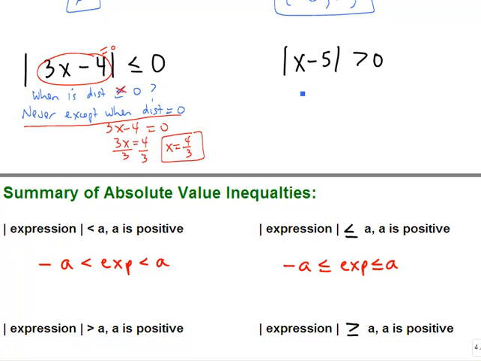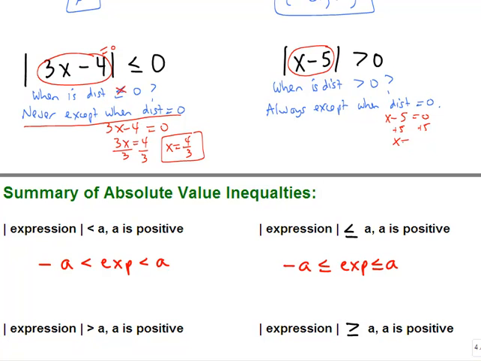In our last example, when is the absolute value of x minus 5 greater than 0? So this is asking, when is the distance greater than 0? Think about that. When is a distance greater than 0? Always, except when the distance might equal 0. So we have to find out when that happens. When is the distance going to equal 0? Whenever this inside expression equals 0. So we add 5, and we get x is 5.